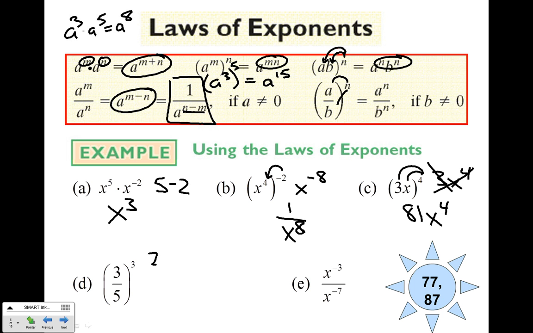3 cubed is 27. And 5 cubed, anybody know it? 125. 27 over 125. All right, lastly, these are both negative, so they're going to switch places. We're going to get x to the 7th over x to the 3rd. You've got 2 problems to try, 77 and 87.